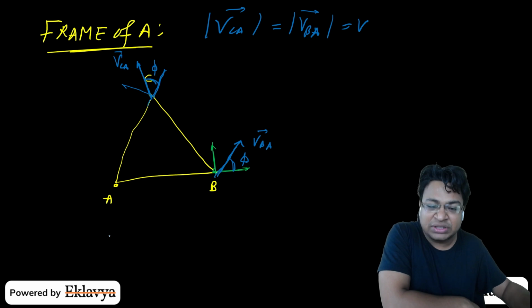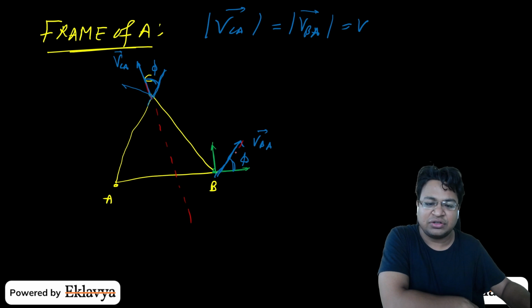Now, what this tells us is that if I draw a line along VCA and a line along VBA, this angle is phi and this angle is phi. So the angle that VCA makes with AC and the angle that VBA makes with AB are the same, and the angle between AC and AB is 60 degrees.